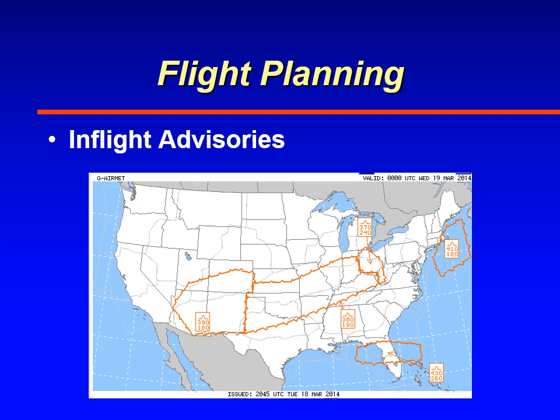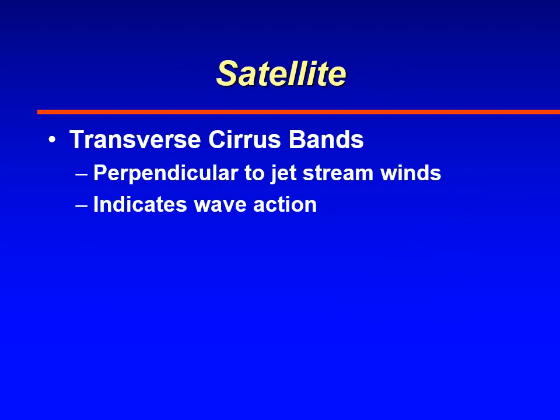Also, SIGMETs are put out, and also AIRMETs are put out for high altitude turbulence, so check your in-flight advisories. And then also, if you go to the satellite imagery, you can actually see wave clouds forming in the jet stream, and those waves are perpendicular. Those clouds are kind of lined perpendicular to the jet stream winds. It indicates wave activity. And as we mentioned, that's probably the first indication at high altitude of the onset of clear air turbulence: this wave activity.